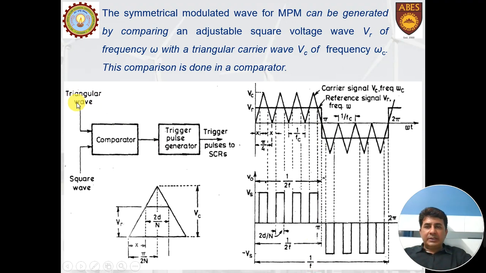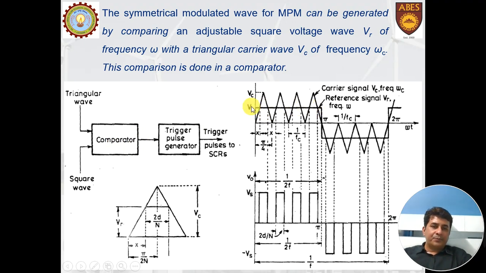However, the triangular wave is called the carrier wave. This triangular wave is the carrier wave, and it has a frequency of omega c, or you can say fc. So its time period will be 1 upon fc. However, for the reference wave, the time period will be 1 by f. So f is the frequency of the reference wave, while for the carrier wave, the frequency is fc. Now, what is the output of this comparator?